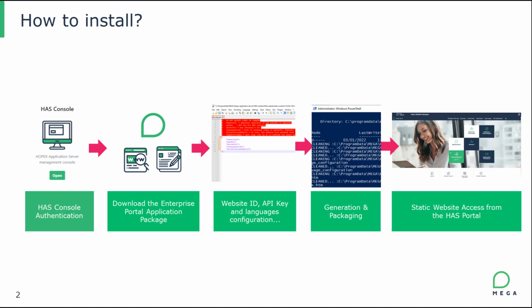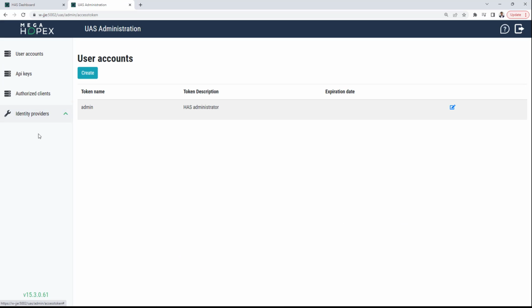Then the next step for us will be to create and collect all the information that will be needed in a config file: a website ID, an API key, a server URL. We will see all of that together. And finally, the last step will be the generation and packaging and the access to your static website. So let's begin with the creation of an API key.